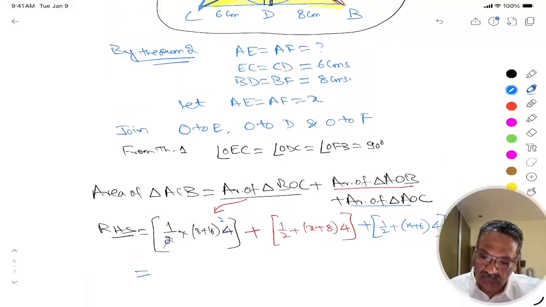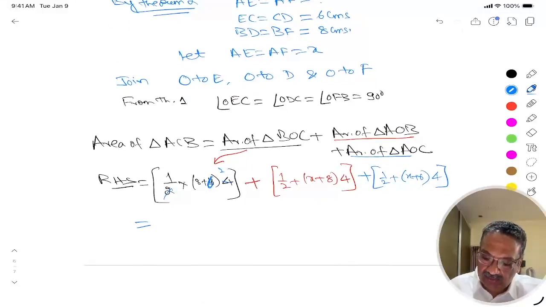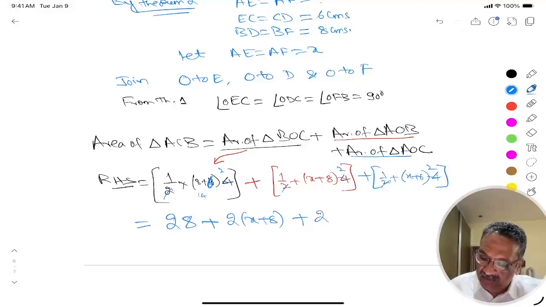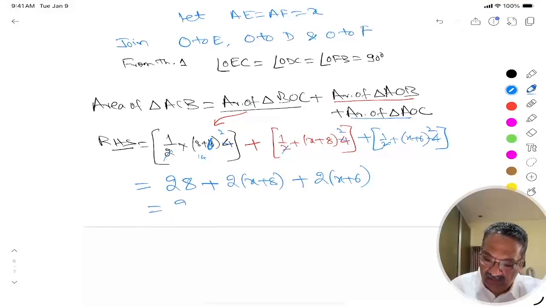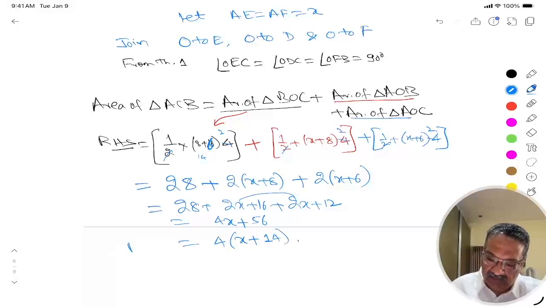Half of base. Base is 8 plus 6, sorry, 6 is 14. So I have 14 into 2. This is 14, 2 2s are 28, plus twice of x plus 8, plus twice of x plus 6. Alright. This is equal to 28 plus 2x plus 16 plus 2x plus 12. This is equal to 4x plus 28 plus 16 plus 12, that is 56, so 4x plus 56. So RHS is done.